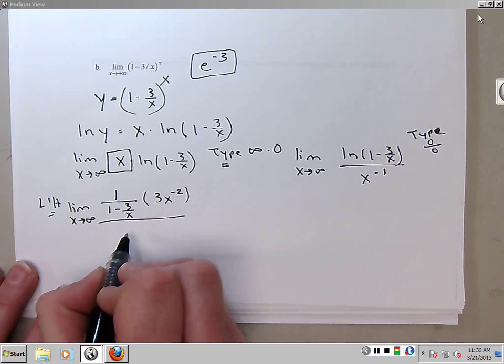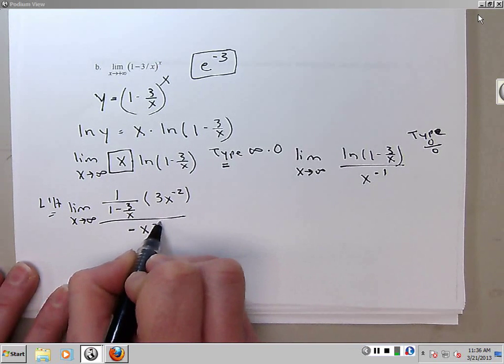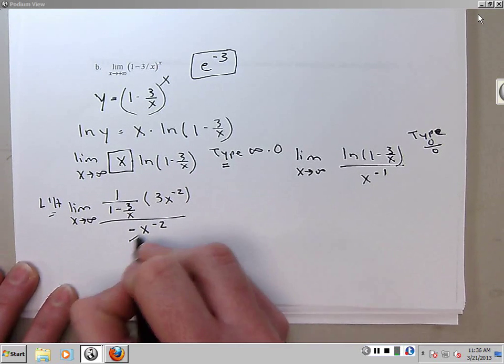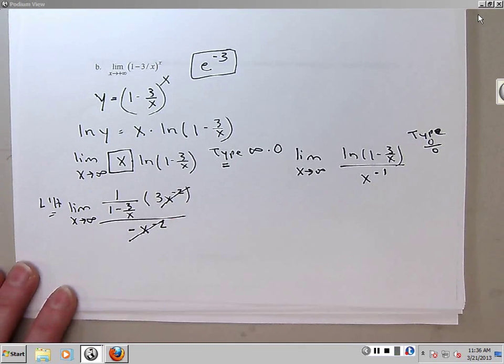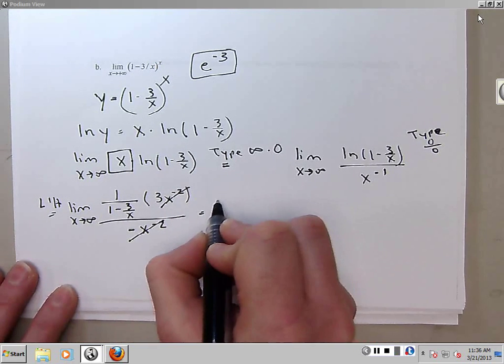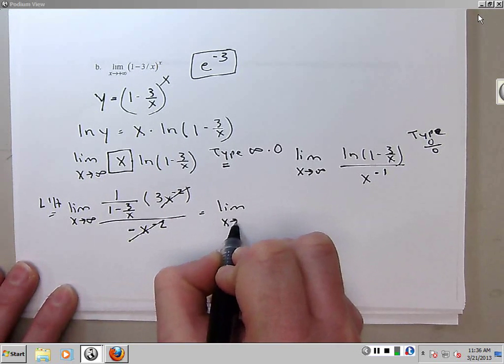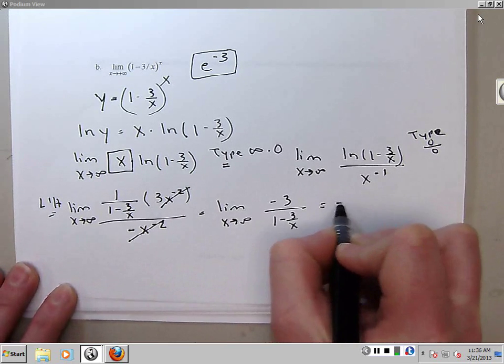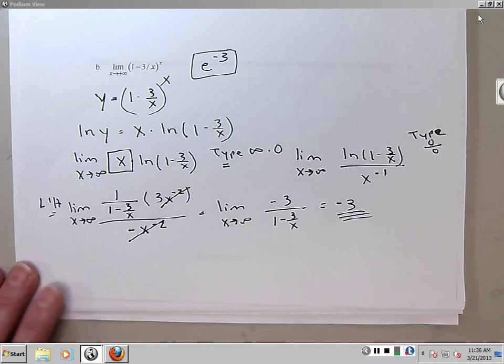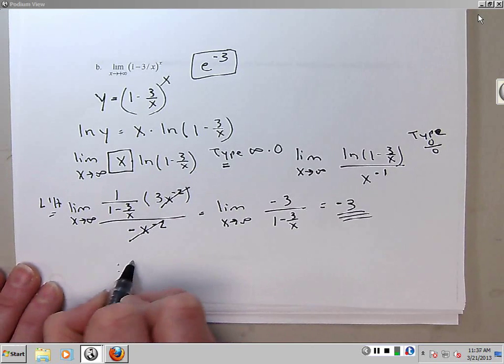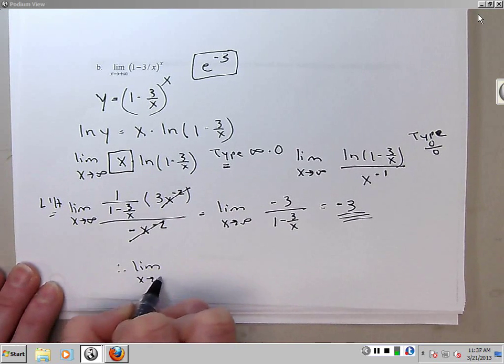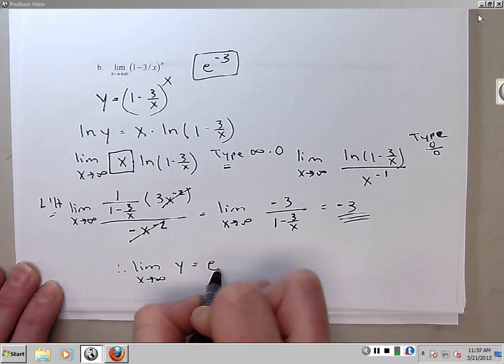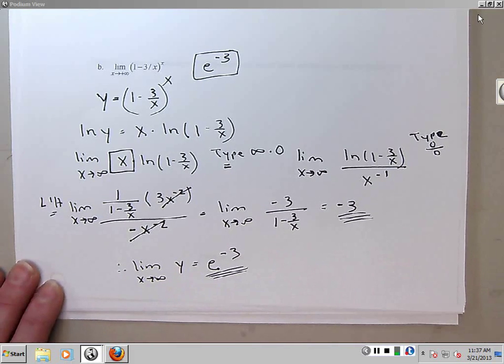The derivative of the bottom would be minus x to the minus 2. That would cancel. Then I'm left with the negative. I can pull that up. I get the limit as x goes to infinity of minus 3 over 1 minus 3 over x, which gives me minus 3. That's the limit of ln of y. So therefore, the limit of y is e to the minus 3. And that's how we get our answer there.